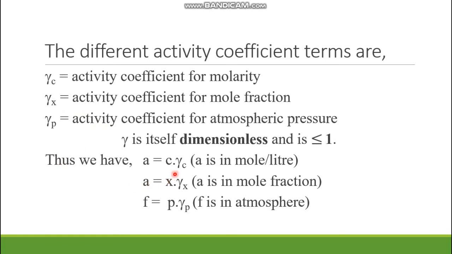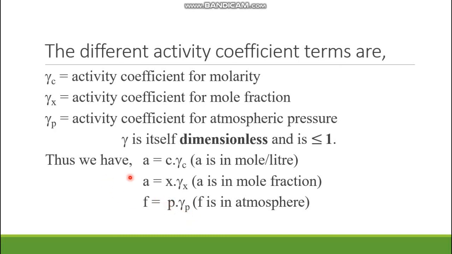And look here, you will get the expression of gamma. Here gamma C is A by C, that means activity by concentration. Okay, this ratio is gamma C. Activity by mole fraction, this ratio is gamma X, while fugacity by pressure is gamma P. So it is clear now.